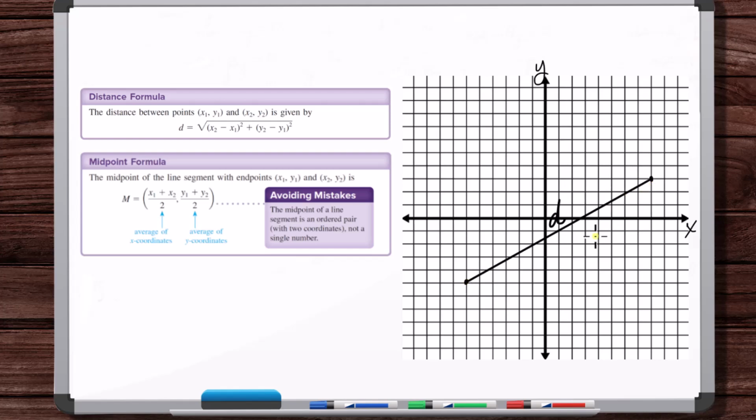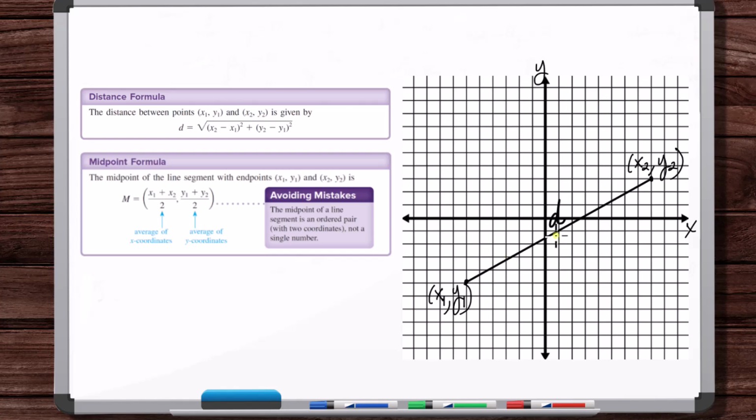So what we're going to do first is label one of these points as point 1 and one of these points as point 2. We've got this point at the bottom left here. We kind of read from left to right. This is in more of the negative region, I guess. So let's make this point 1. So this has coordinates x1, y1, and this we'll label point 2, which means it has coordinates x2, y2.